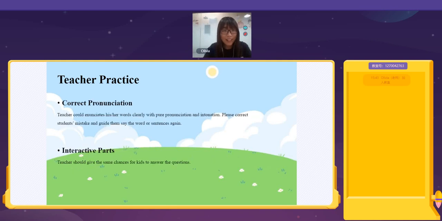Okay, let's move on to the next part. The next part is correct pronunciation. Teacher could make their words clear, with pure pronunciation and intonation. Please correct students' mistakes and guide them to say the word or sentences again.